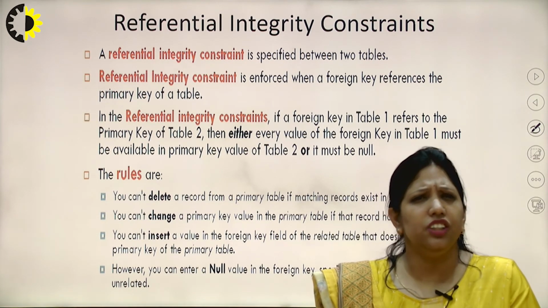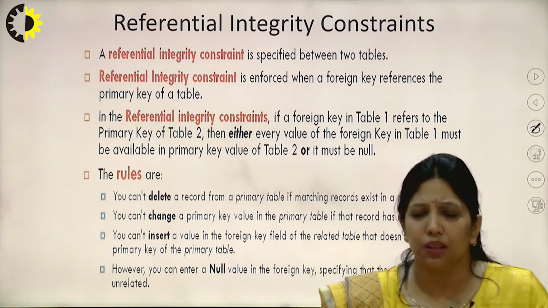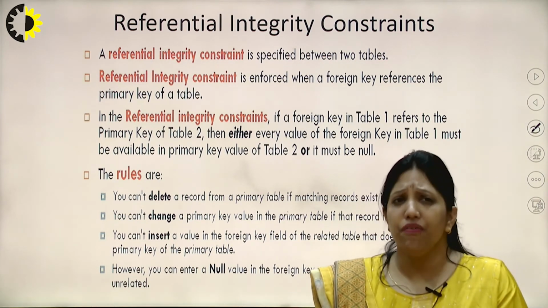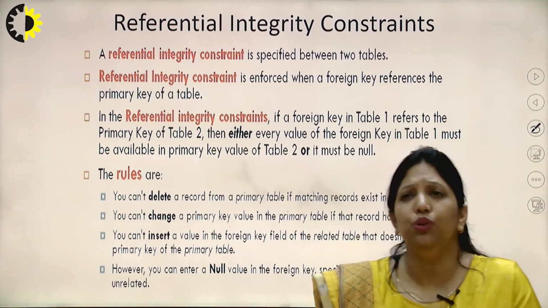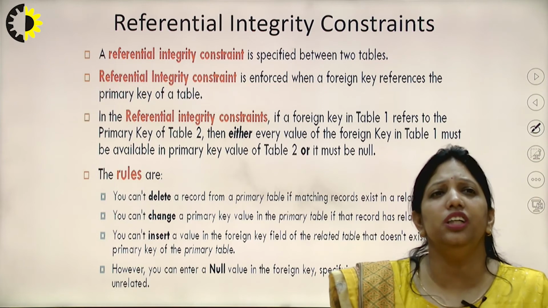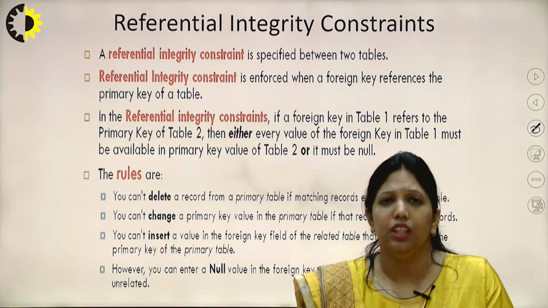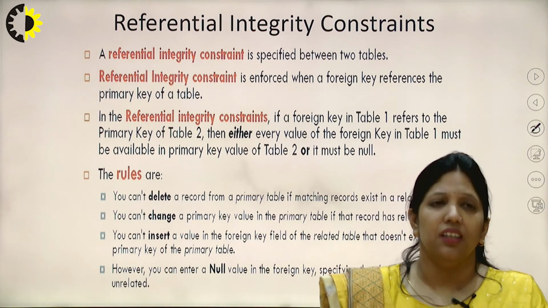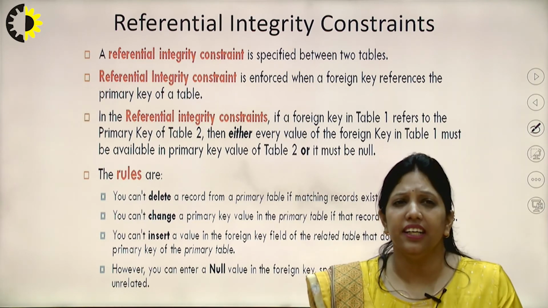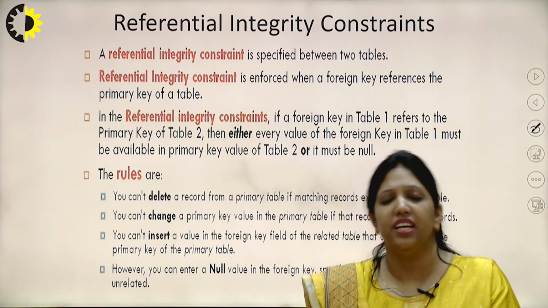What is this referential integrity constraint? It is always defined between two tables, because, as I said earlier, we use the concept of the foreign key to find the relation between two tables. So the referential integrity constraint is always specified between two tables. It is enforced when a foreign key references the primary key of a table.